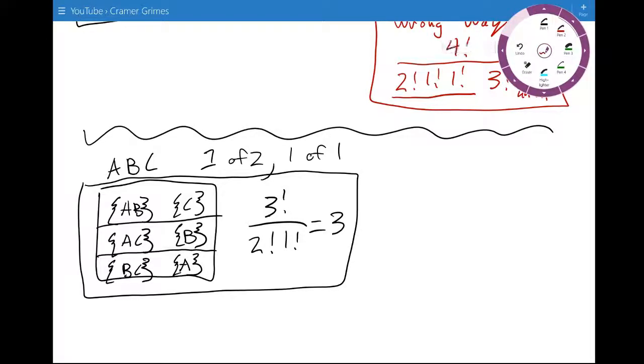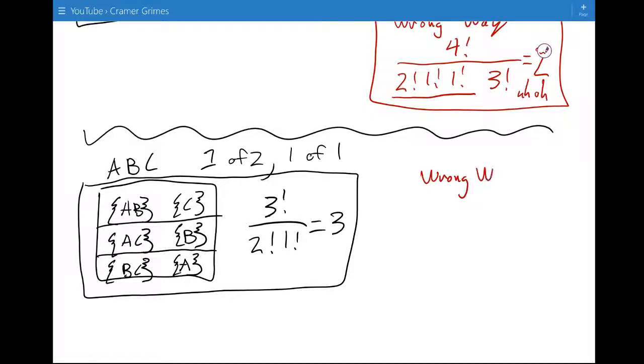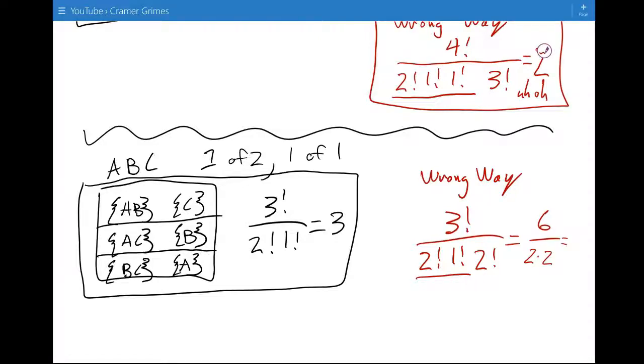Where everything maybe falls apart, so this is the wrong way. If I were to think to myself, well, I have 3 total objects, I have one group of 2 and I have one group of 1. I'm not distinguishing those two groups, so let's go ahead and divide by 2 factorial again. Okay? Well, if I did that, 3 factorial would be 6. 2 factorial is 2. 2 factorial is 2. So that would be 6 divided by 2 divided by 2, which would be 1.5. That's a big uh-oh. That does not work out at all.